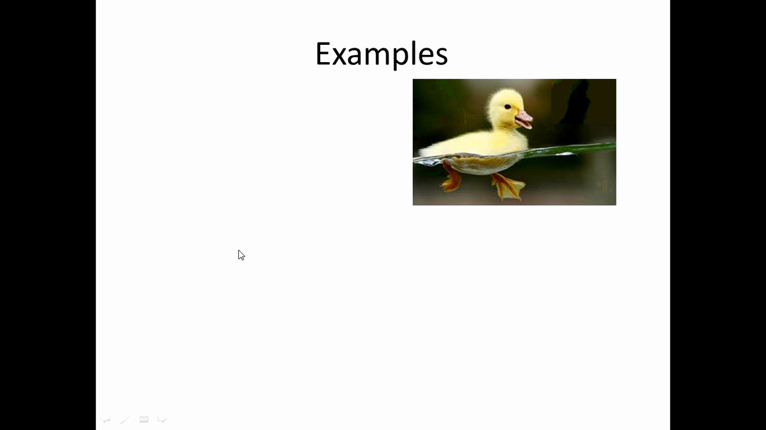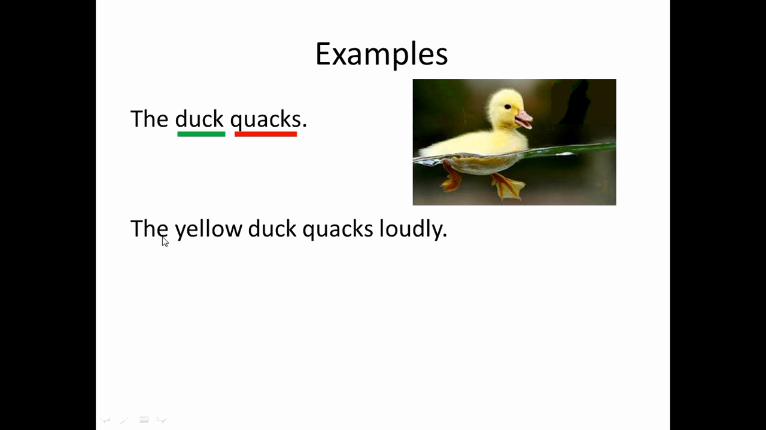Let's look at some examples of simple sentences and find the simple subject and the simple predicate. The duck quacks. I can think, who or what is my sentence about? It's about a duck. That's my main noun. And then, what does this duck do? It quacks. This is my simple predicate or my main verb. It has both parts. Look at the next sentence. The yellow duck quacks loudly. Who or what is this sentence about?